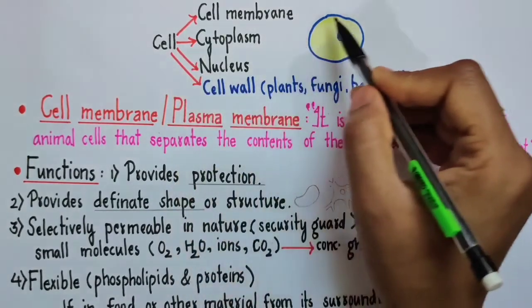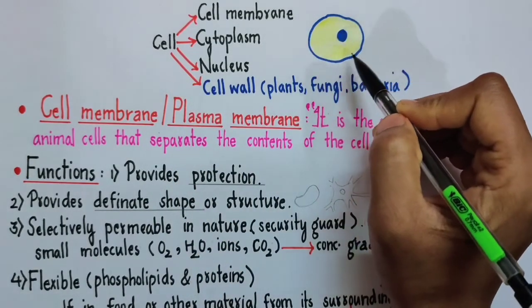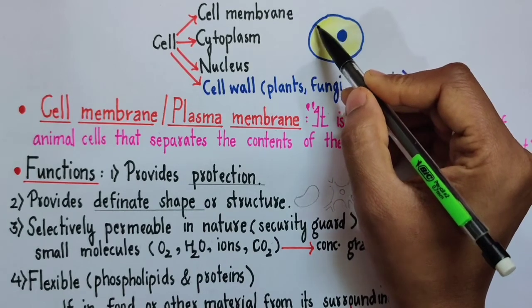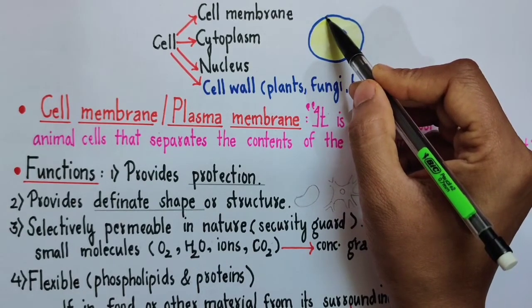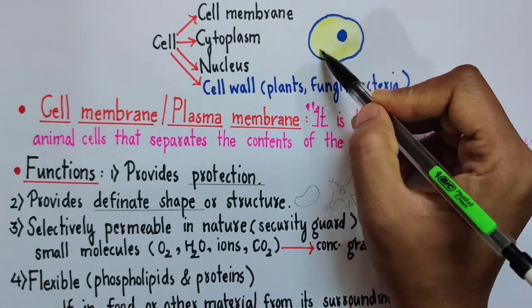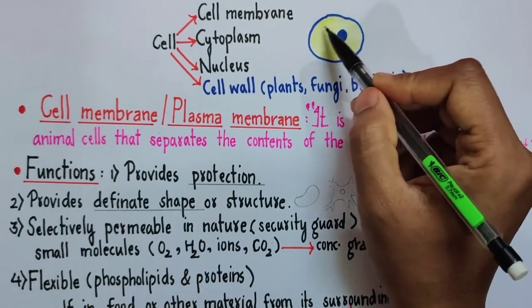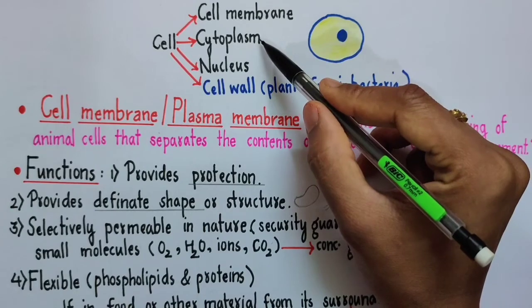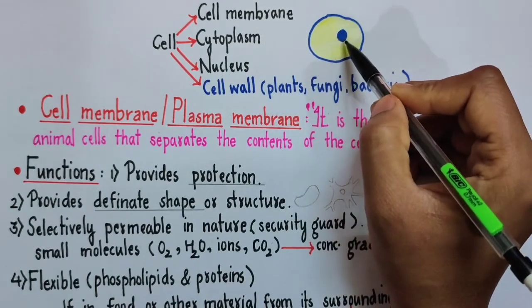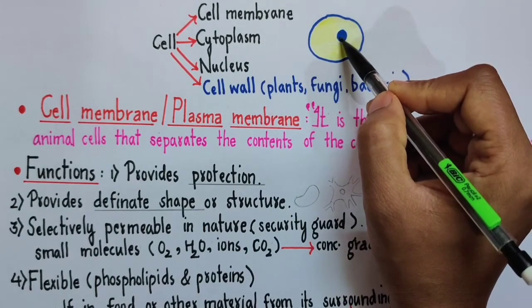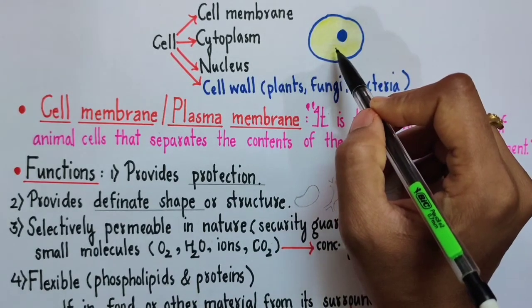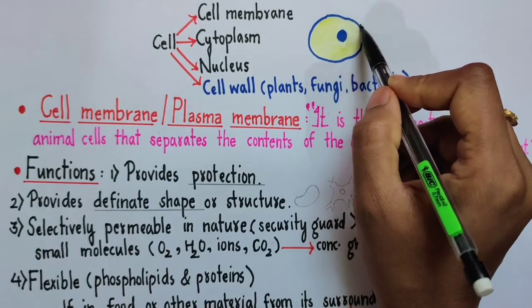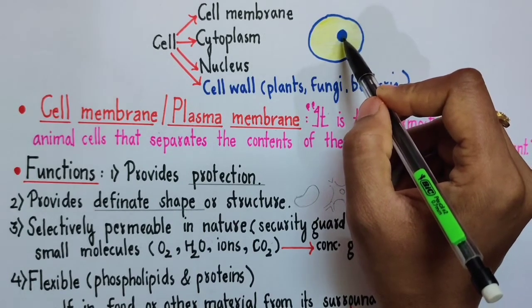Now this is a diagram of a typical cell. The blue colour outlining we can see is nothing but the cell membrane. Then this yellow colour region that I have painted is the cytoplasm, and this big blue dot that you can see is the nucleus. So these are the three basic parts of the cell: cell membrane, cytoplasm and nucleus.